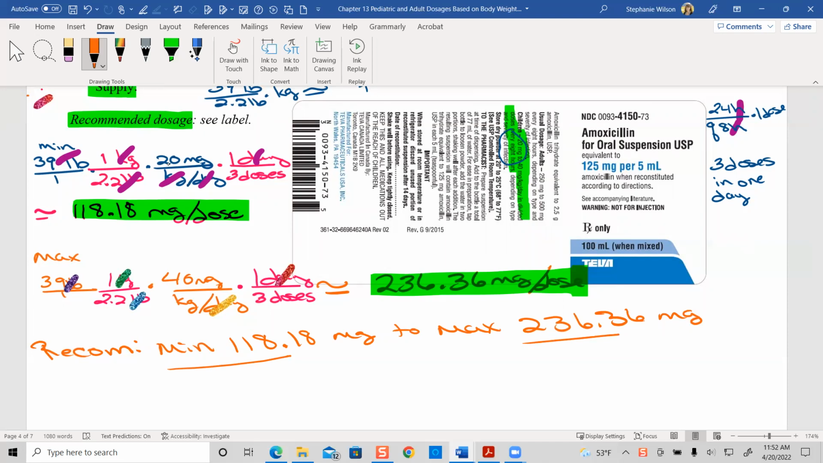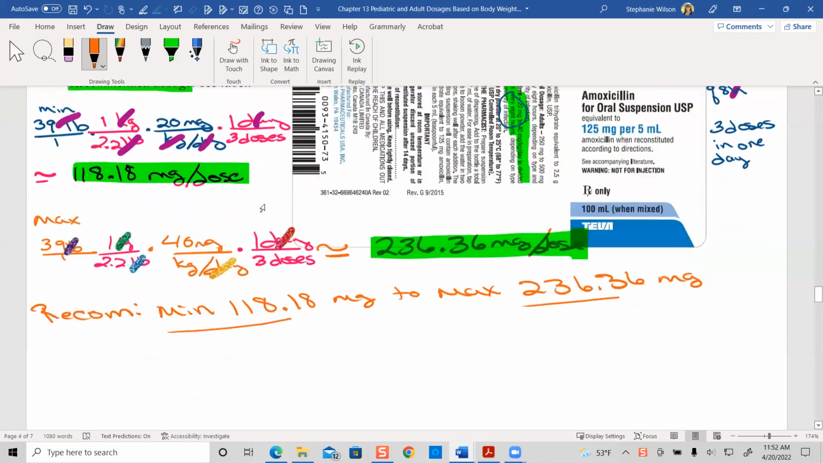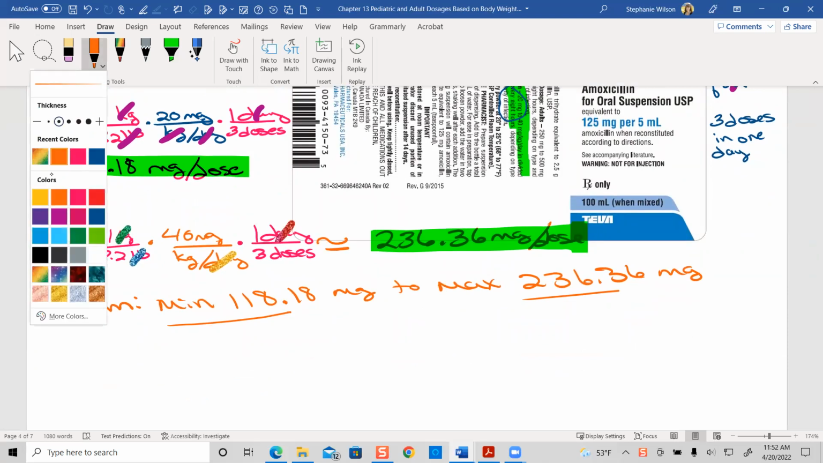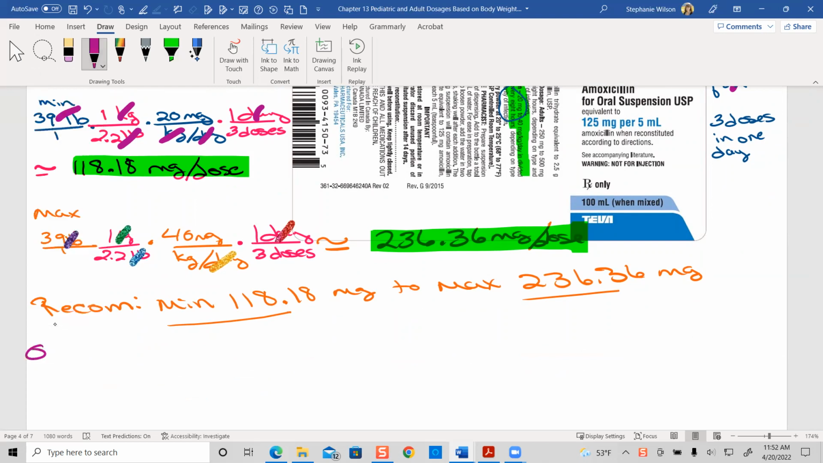236.36 milligrams. So when we looked at the order here, the order said it was 100 milligrams every 8 hours. So my order says to take 100 milligrams per dose, right? So they're going to take this per dose. And we want to see if the order falls between the minimum and the maximum. It can equal the minimum, but it can't be less than it. Or it can be less than or equal to the max.